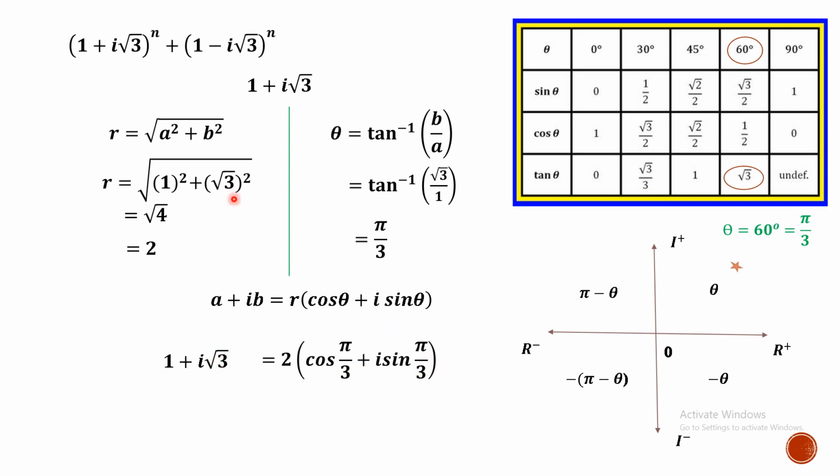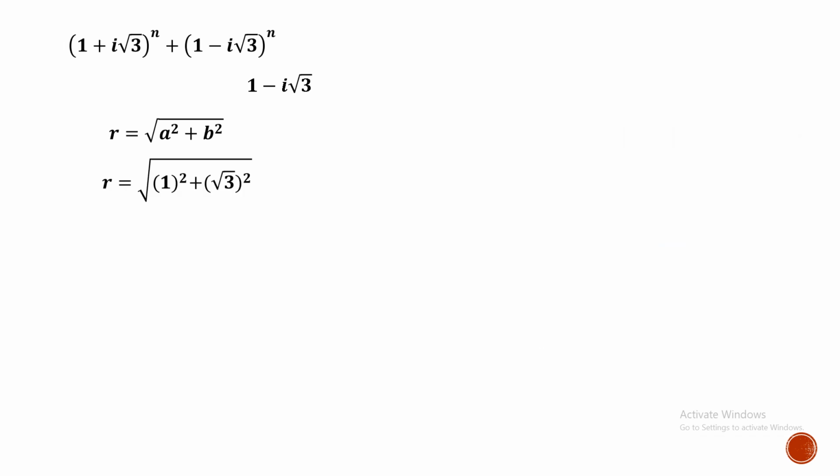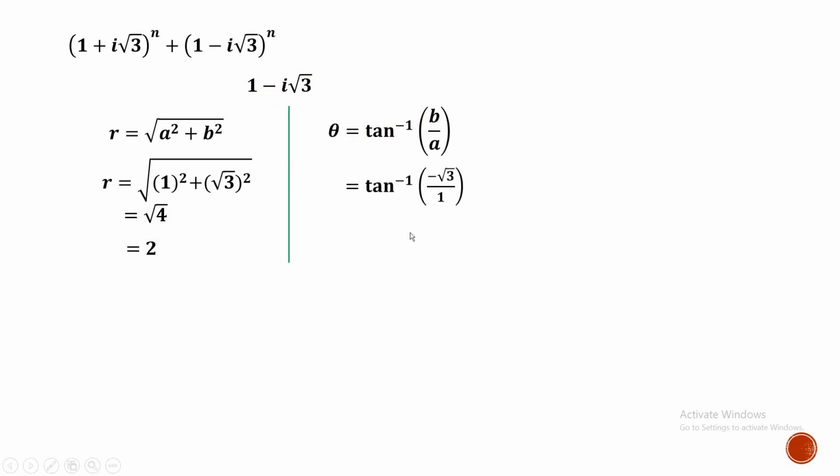So our first work is over. We have converted this complex number into its polar form. Now let us go to the next complex number, that is 1 minus i root 3. If we try to convert this into its polar form, as usual we have to find the r value. We'll get the answer as 2. It's very simple. To find the theta value, tan inverse of b by a, our a value is 1 and b value is minus root 3. So if we substitute it, our answer will be tan inverse of minus root 3 by 1. So that is tan inverse of minus root 3.